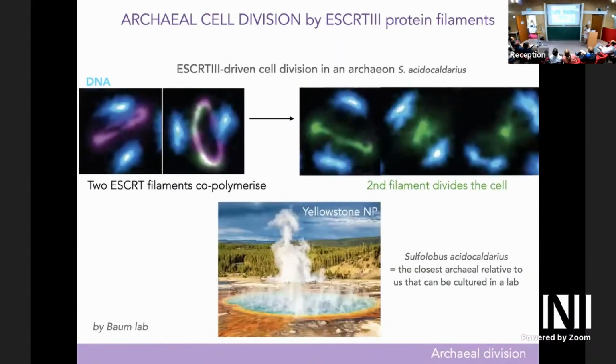Okay, so let me start with archaea. What Buzz here in Cambridge managed to do is live image the closest archaeal relative that's easy to culture. So these are not these tentacle organisms, but quite symmetric organisms. They live in extreme conditions. This particular one is called Sulfolobus and comes from Yellowstone National Park.